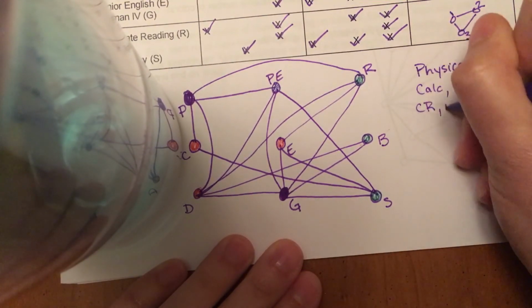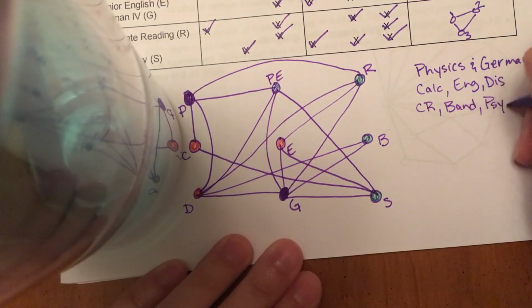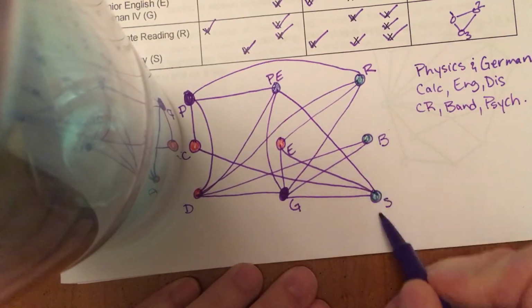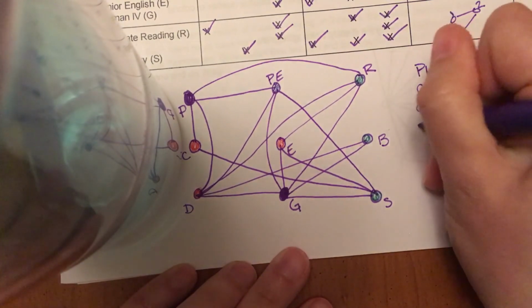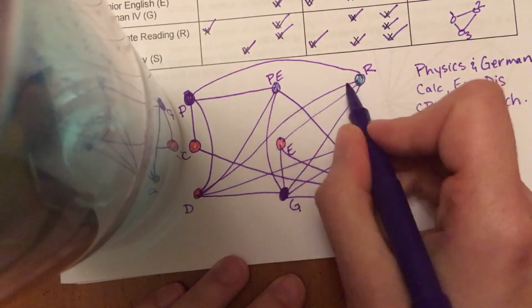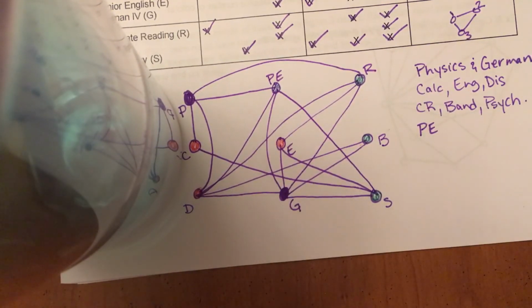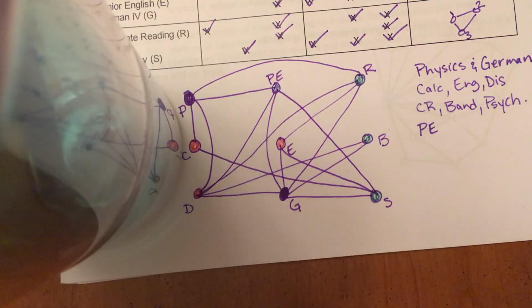Collegiate reading, band, and psychology were all the same color. That means they don't share any students. They can all happen the same hour of the day. And then I would need a separate hour for PE. Now in a different coloring of this graph, I may have gotten that I could have PE the same hour as collegiate reading or band or calculus. In the particular coloring that we have, these are the classes that we got to be the same hour.